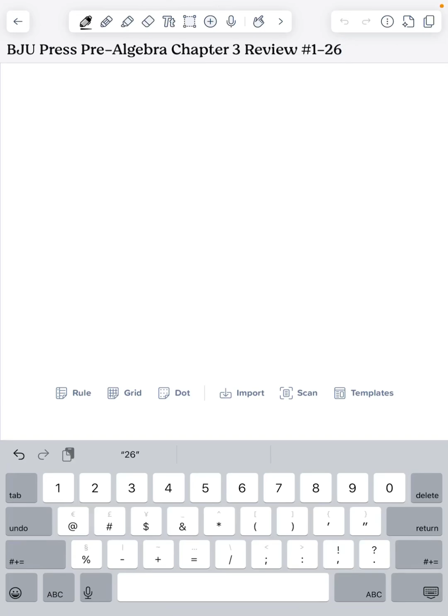Hi everyone, today we're doing BJU Press Pre-Algebra, Chapter 3 Review. It's on page 161 in the book. We're going to do the first half today, so it'll be numbers 1 through 26. State the property of equality illustrated by the first step in the solution of each equation.